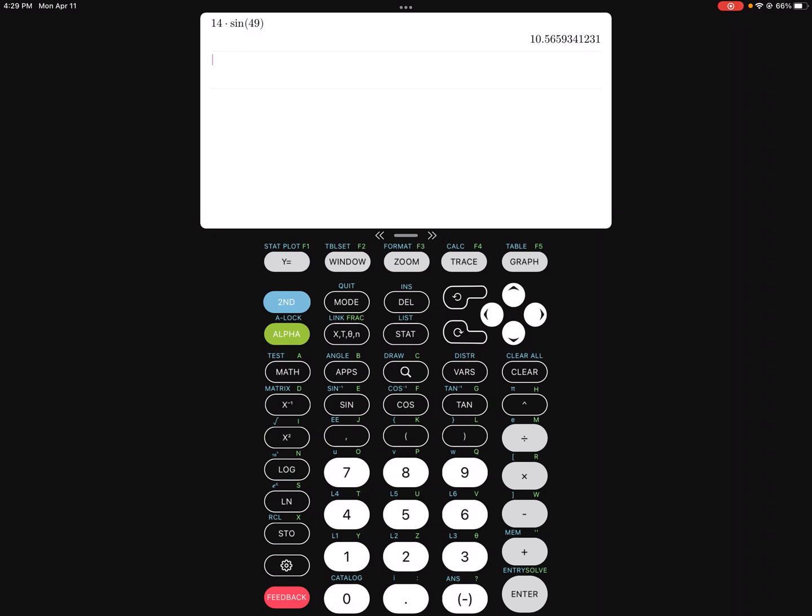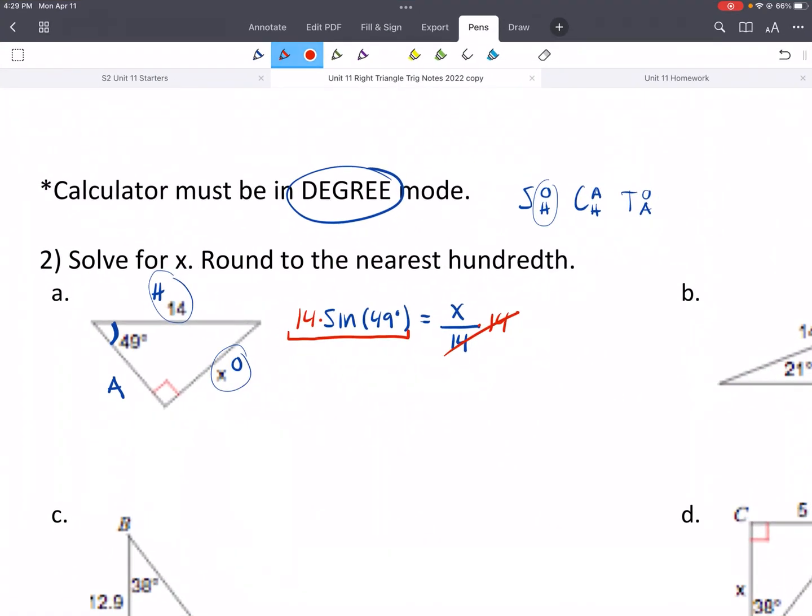So we'll go back here and we say x equals 10.6. And we should always have a look at our triangle. Does that seem like that could work? Yeah, I think so. The hypotenuse is 14, and x has got to be shorter than that. Okay, so that looks about right to me. And I think this says to the hundredths. I'm okay if you just do the tenths.